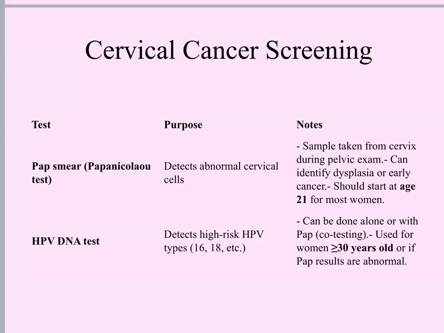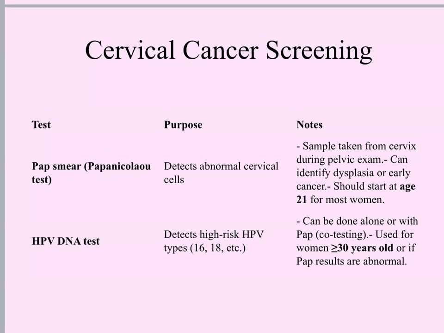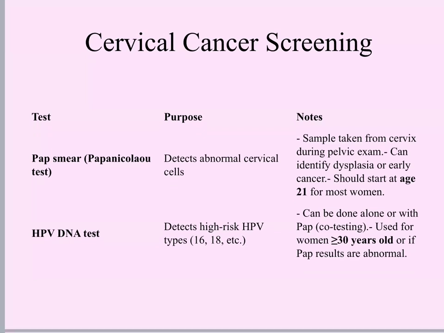There's also the HPV DNA test, and that is useful for detecting high risk HPV types like 16 or 18. It can be done alone, but it's most often done in conjunction with the pap smear, so that is known as co-testing. And that is really only used for women greater than 30 years old, or if the pap results are abnormal. So it's not generally useful to be used with men as a screening tool. There are certain times you would do the HPV DNA test on a man, but not really for reasons we're going to cover in this lecture.